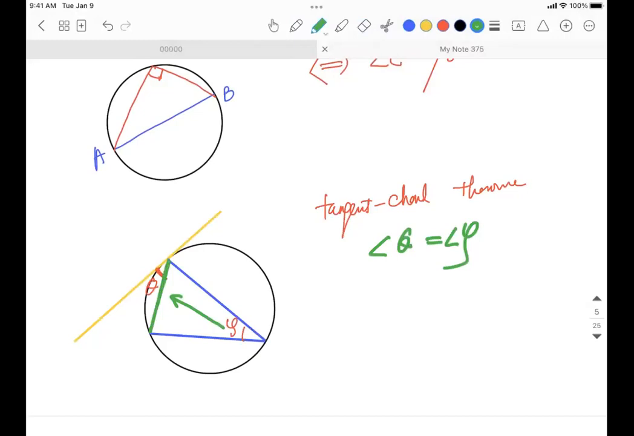So remember this. This is the famous tangent chord theorem. An angle created by a tangent line and the chord of the circle is actually the same measurement as any inscribed angle facing the same chord. Facing the same chord. Okay? So far, so good.